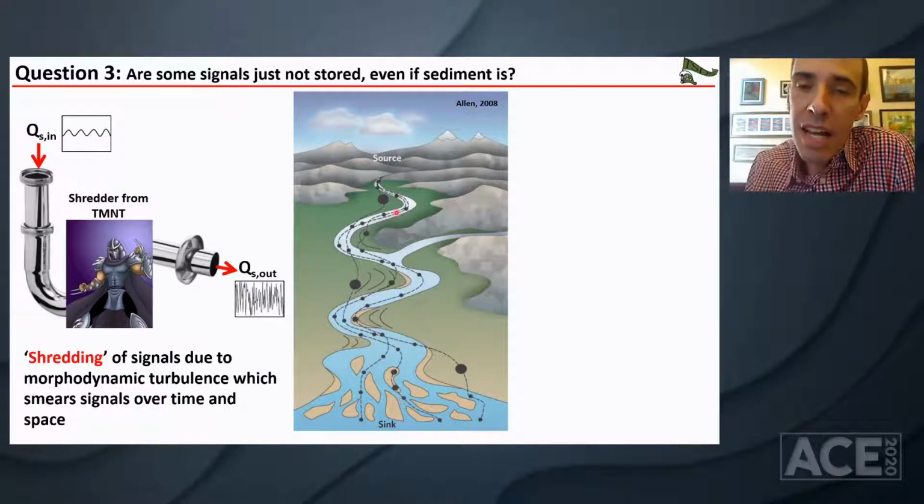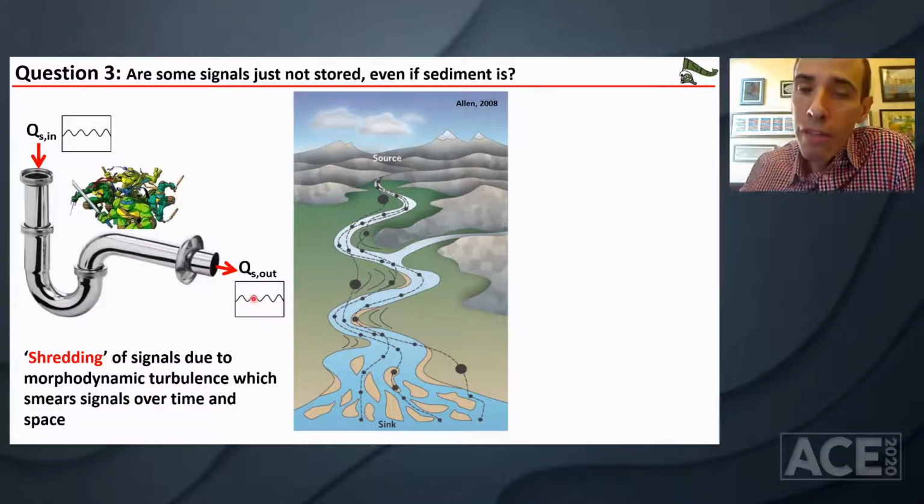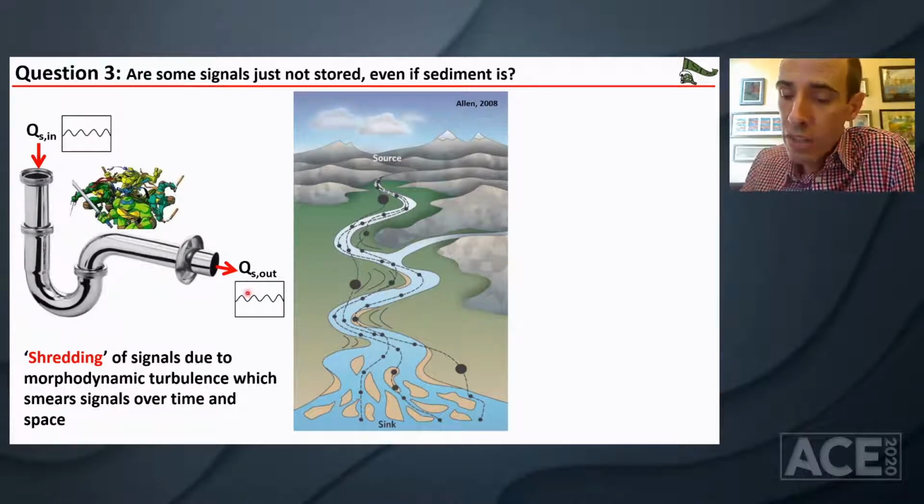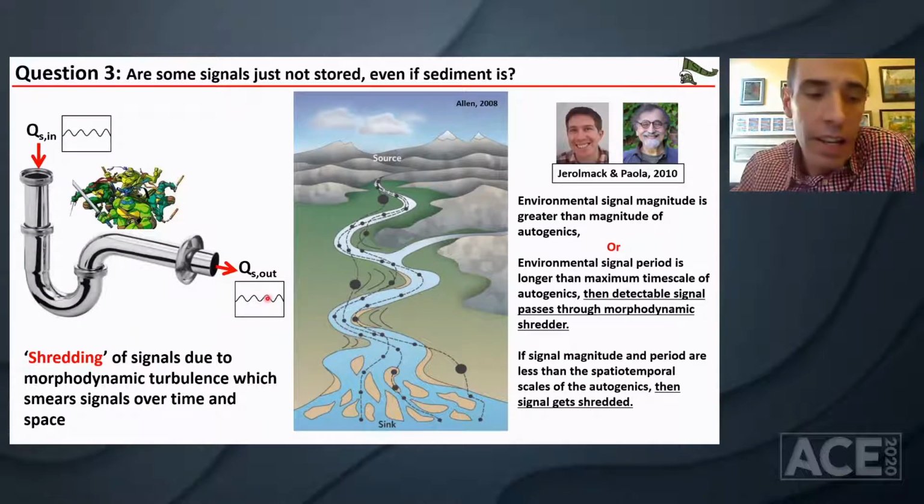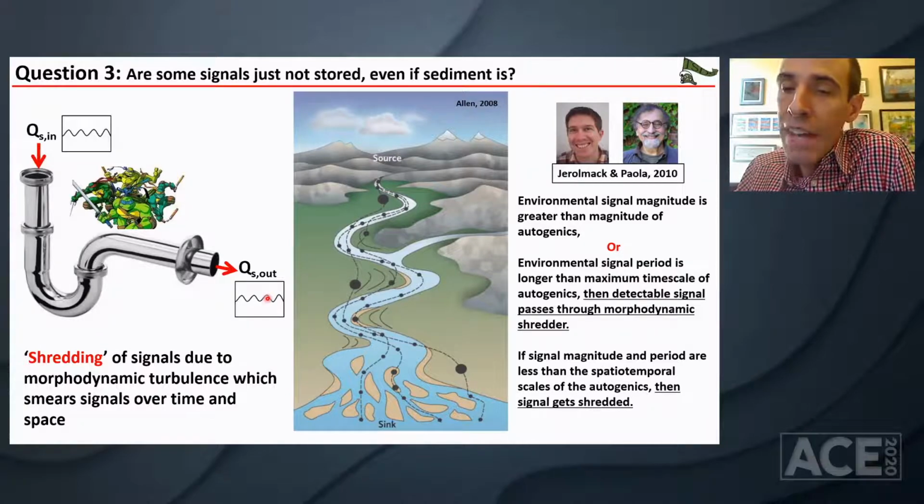And because of this temporary storage and release, the record that you input at the top of the system might be noisy for what comes out the bottom of the system. However, sometimes you do get a clean signal that is able to route its way down the system, and you can actually see it at the end of the system. And so Doug Jerolmack and Chris Paola put together some ideas about why that might be.